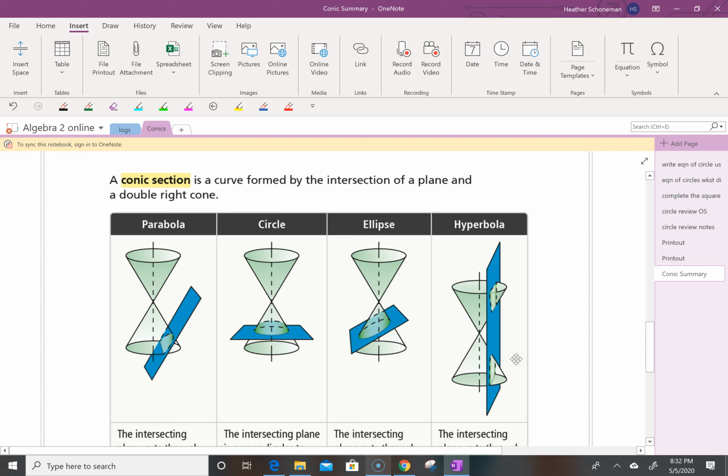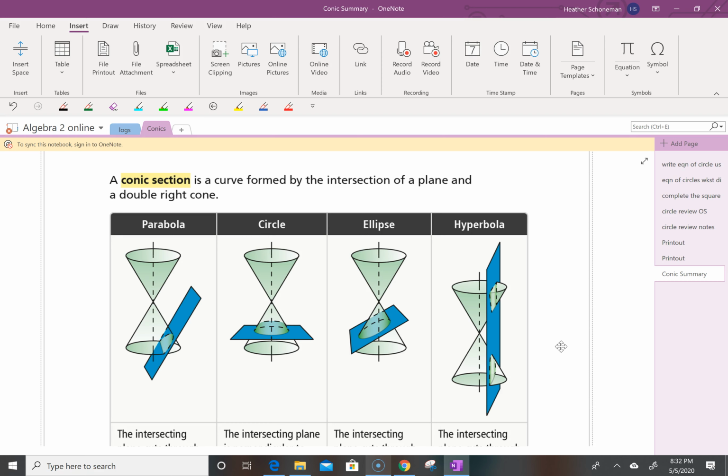Today's lesson is going to talk about the different conic sections and what they are. There's not much that you really need to write down in these notes, but when you get done, your homework is to recap the notes and put the four pictures together, and I'll explain that at the end.